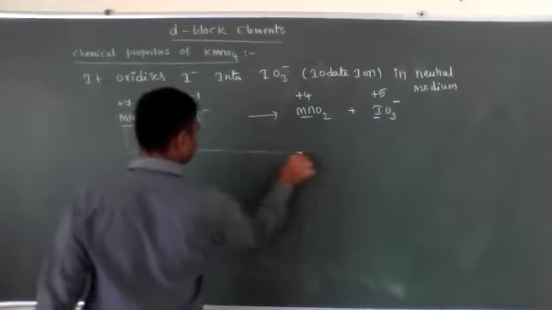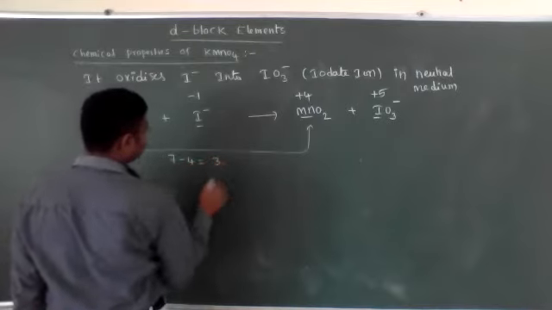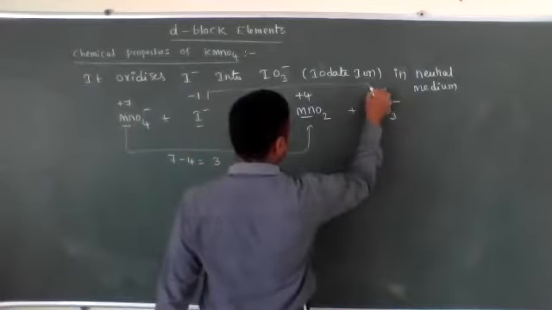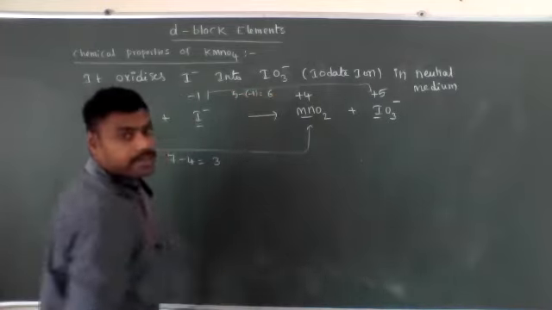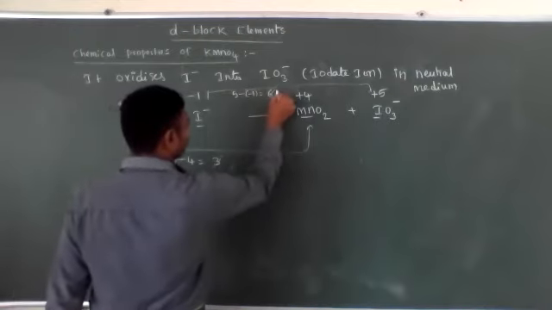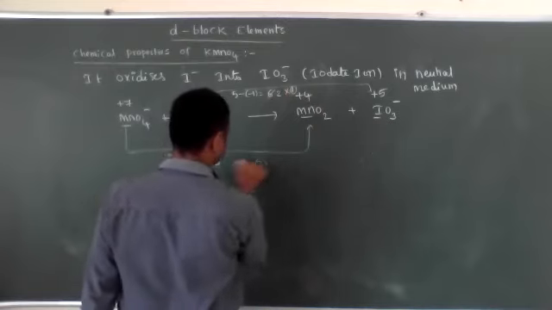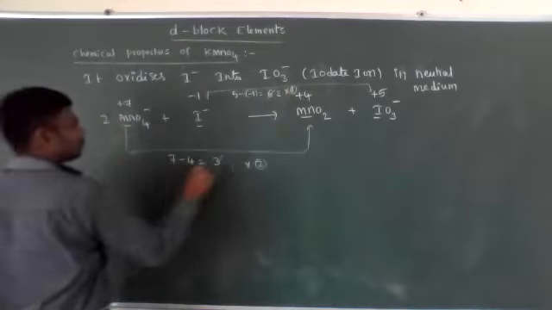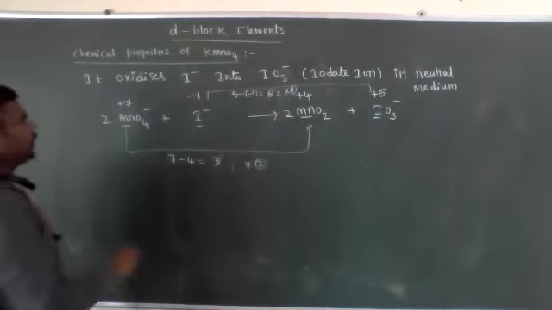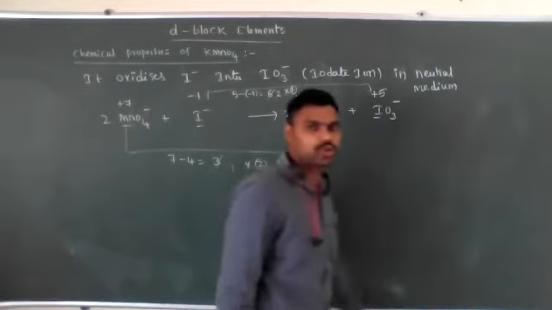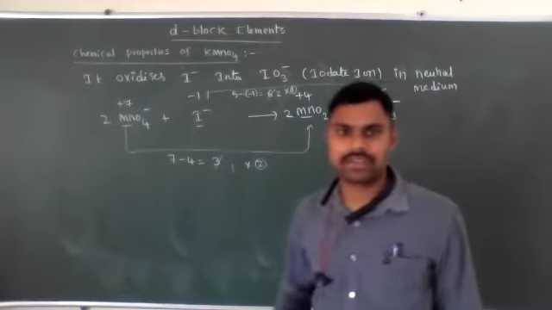Now the difference is 7 minus 4 is equal to 3. Here the difference is 5 minus of minus 1 is equal to 6. Means what is the simplest ratio? 3 to 6, 1 to 2. So this equation I need to multiply with 1, and this equation I need to multiply with 2. Means 2 moles of MnO4 minus combined with 1 mole of iodide ion to produce 2 moles of MnO2 and 1 mole of iodate ion. Now we need to balance oxygen atoms.